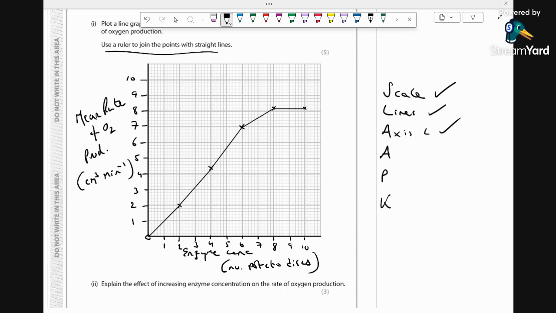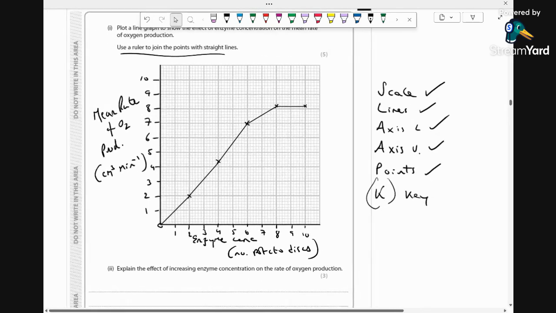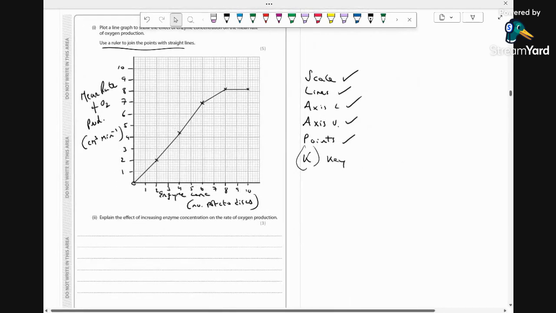So independent, dependent on the right thing with mean rate of oxygen production and enzyme concentration, and axis units. So they are on there as well. Finally, the points plotted correctly and accurately, yes. And then the only other thing is K, which stands for a key. And we don't need a key because we've only got one line. But if you had multiple lines, you'd have to draw a key somewhere and differentiate between the two. Okay, but that's where your 5 marks come from for a graph.